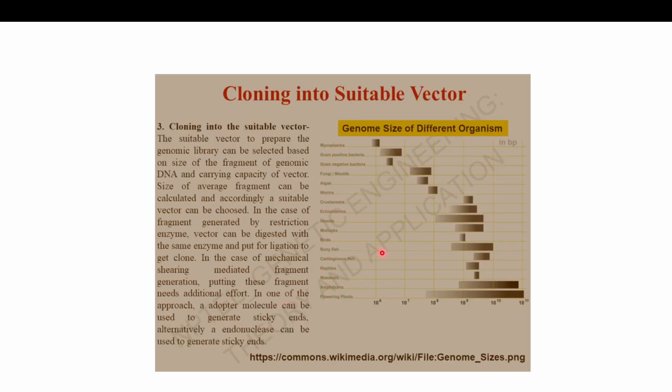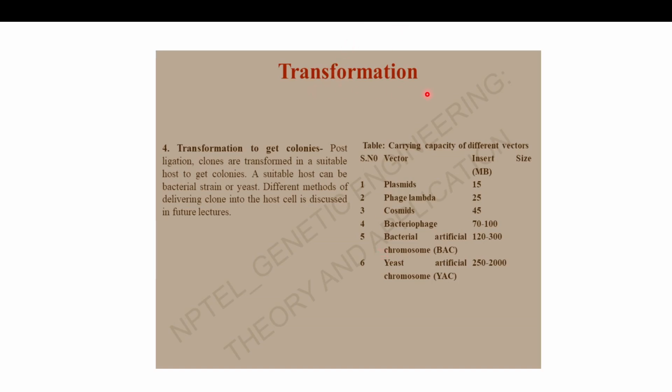Now you have cloned the thing. What transformation basically refers to is that you are putting the recombinant plasmid or recombinant vector into an organism of your interest, like we saw, you can put it into bacterial cells.